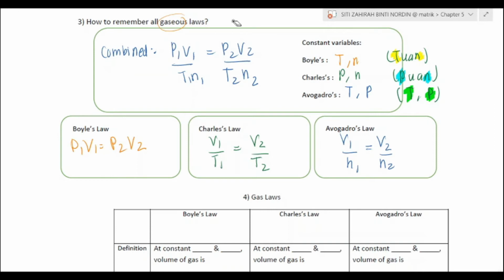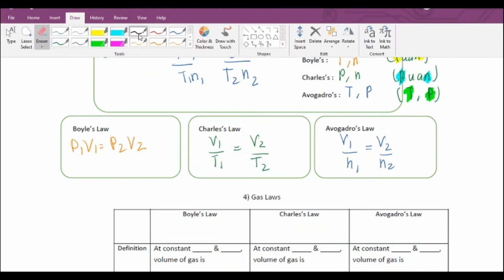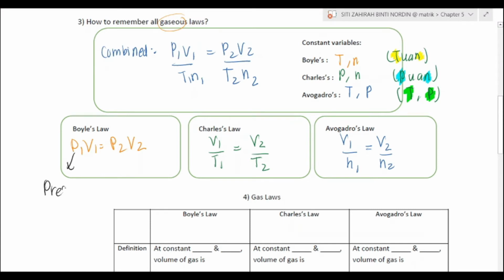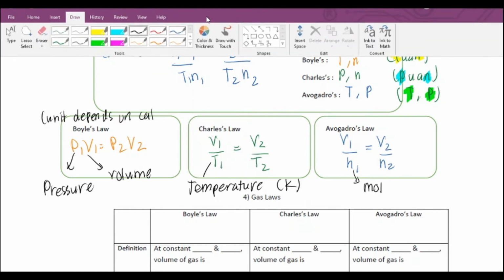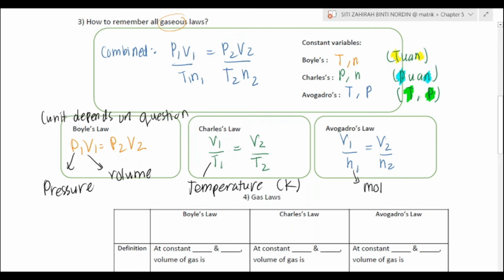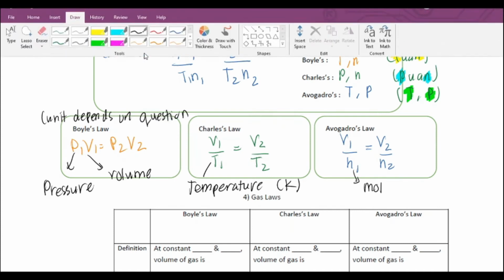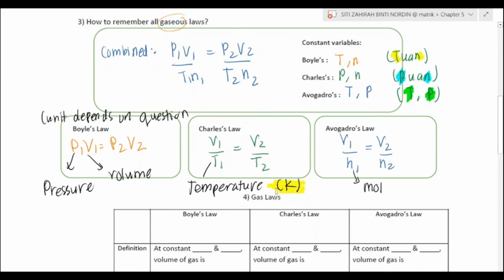Before that, I want to tell you that P stands for pressure, V for volume, T for temperature in Kelvin, and n would be your mole. Just remember that the units for pressure, volume and moles depend on the calculation. It depends on the question given. But for Charles' law, you have to remember that the temperature must be in Kelvin.